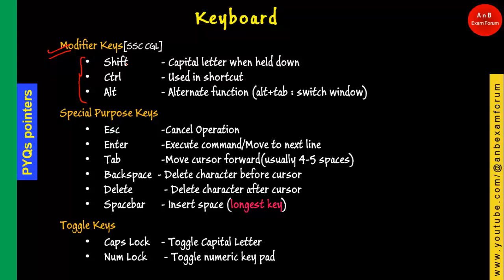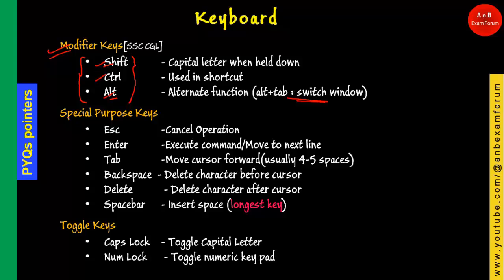For example, in the first point itself it says that when we use shift along with some letter, it will be a capital letter when it is held down. So it is modifying the operation. The next one is control, which I already told you is used in shortcuts, whereas the alt key is the alternate function, like alt plus tab is used to switch windows. There are many other operations you can do, but these are known as modifier keys. So these 3 keys, remember, shift, control, and alt, are known as modifier keys.